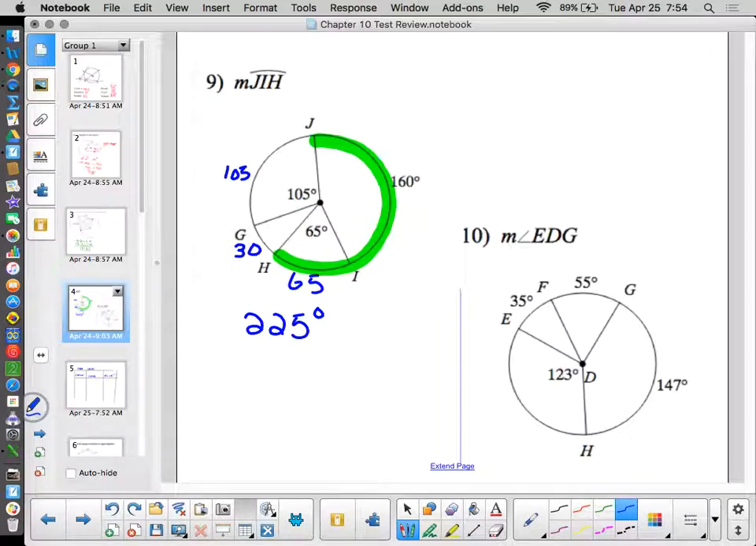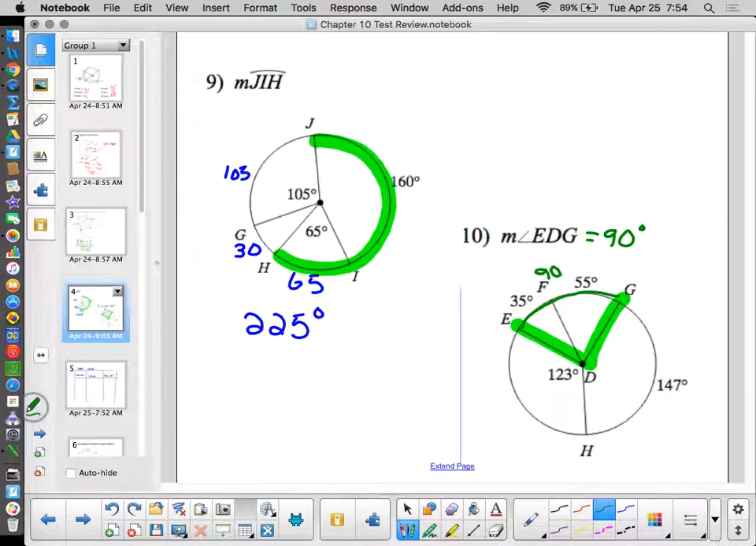How about angle EDG? All right, let's see what I'm finding. I need to find angle EDG. Oh, that should be pretty easy. These arcs are 55 and 35, so that arc totally together is 90, so this angle has to be 90. Not hard.